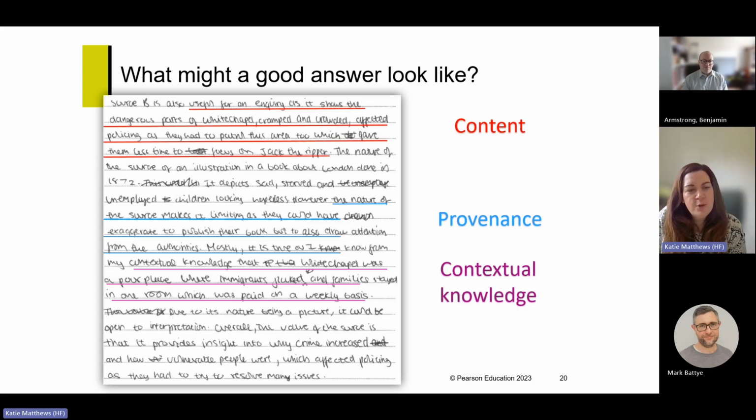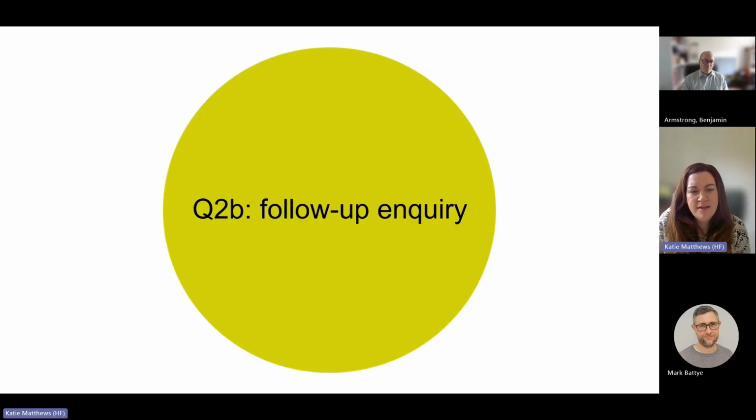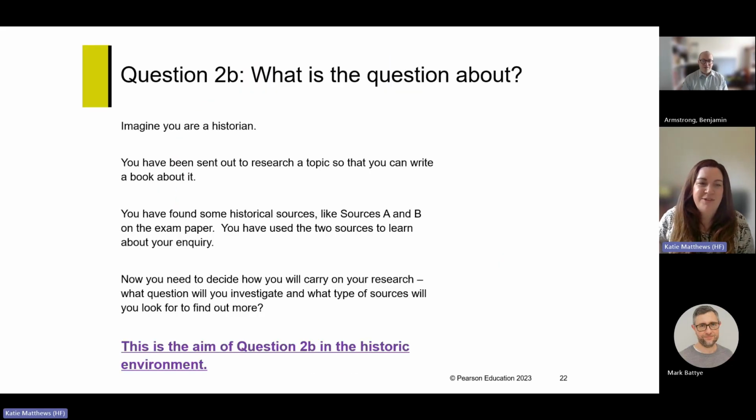If we move on to question 2B then, that's the follow-up inquiry, which I know so many students get quite muddled with. So your advice would be really useful here, Ben. So what's this question all about then?